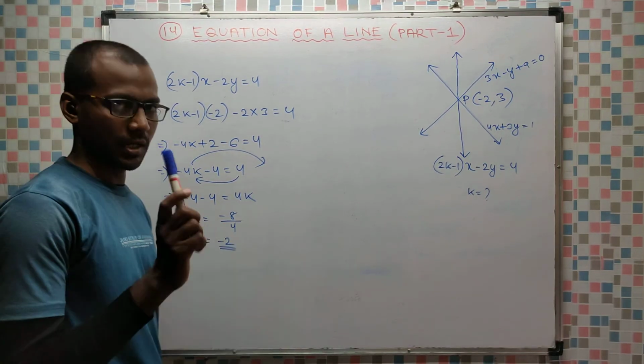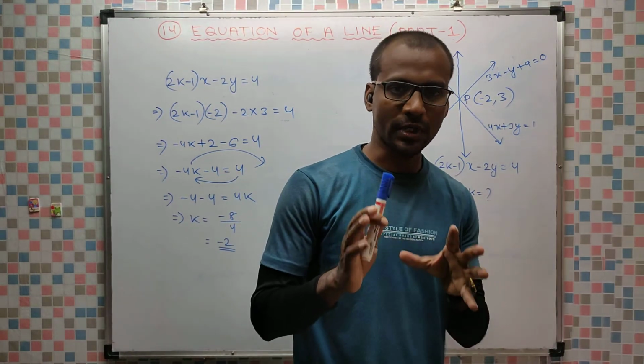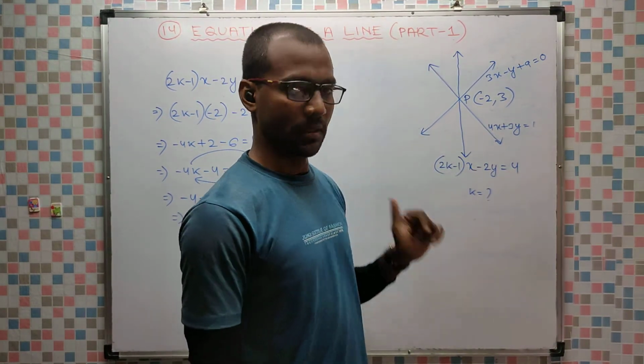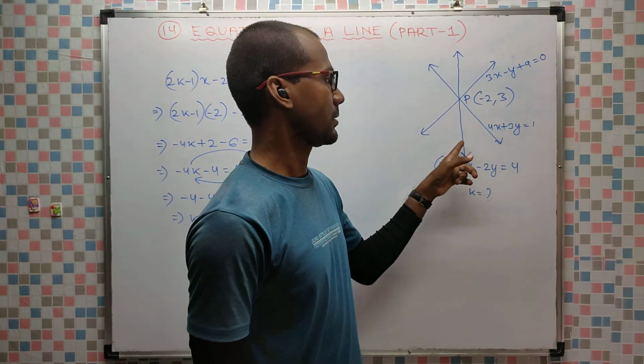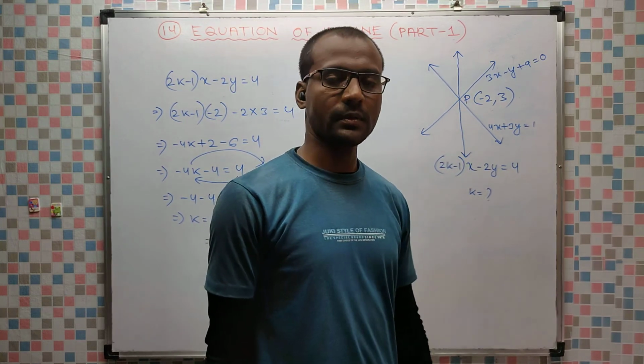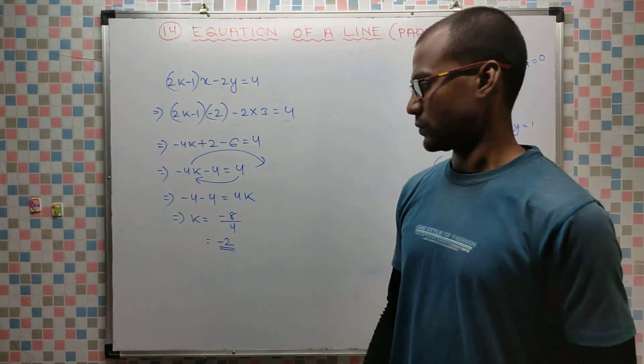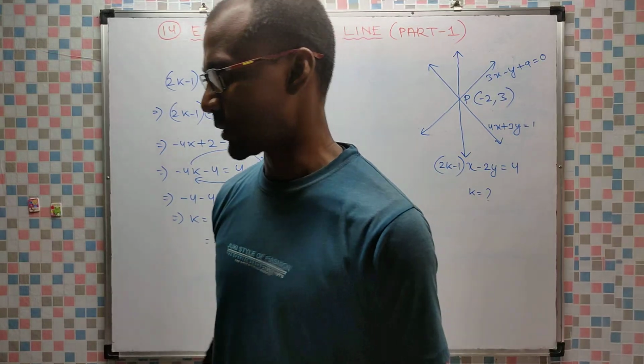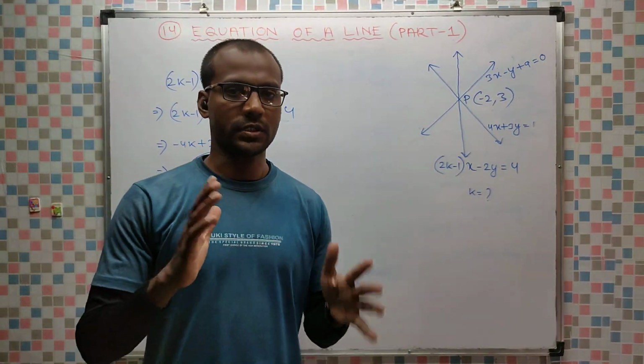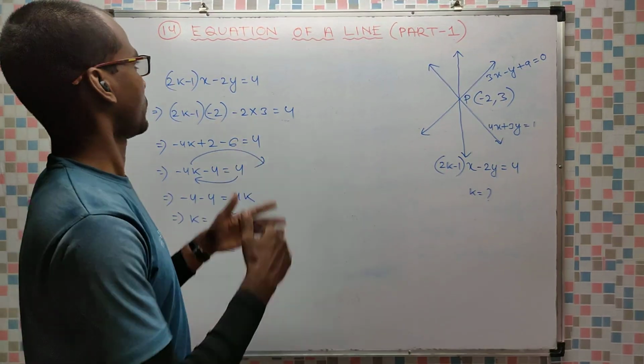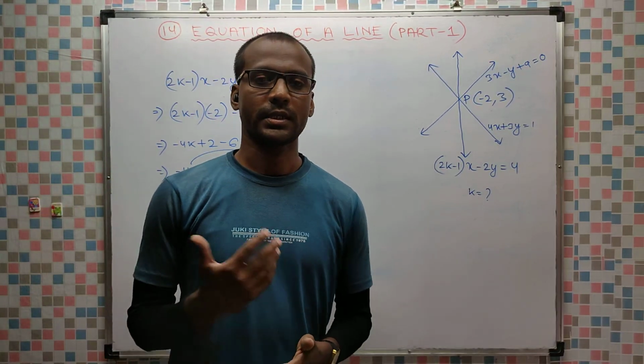So the required value of k for which this line passes through the point P is minus 2. I hope you have understood the first part, the basics of the equation of a line. In the second part I will move further.